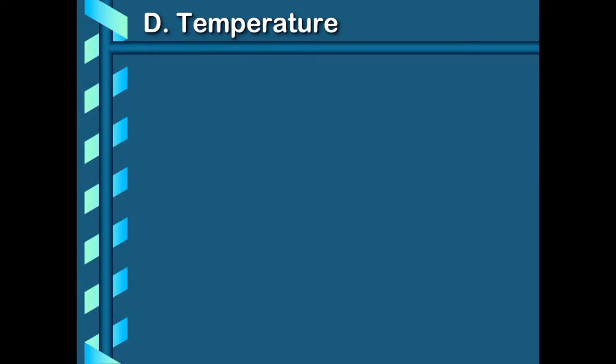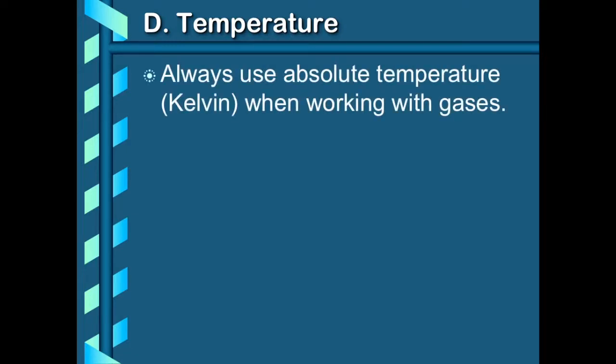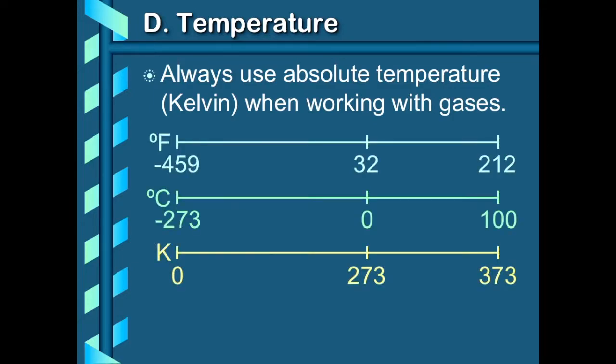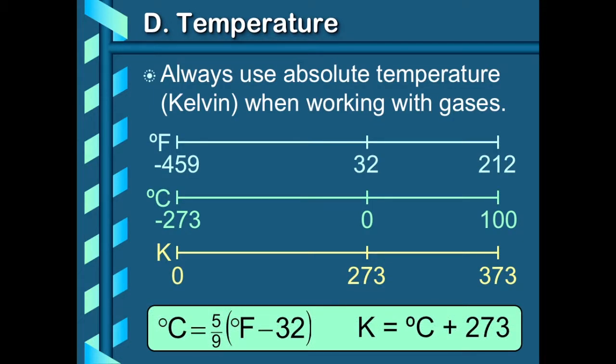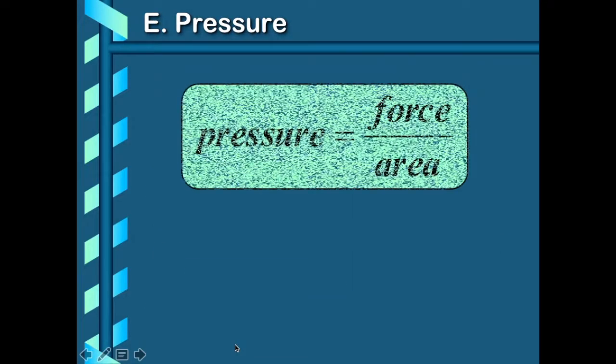The first variable that we're going to tackle when we're talking about gas laws is temperature. We always use absolute temperature, which is in Kelvin, when working with gases. We all know that the formula for absolute temperature is degrees Celsius plus 273. And to convert Fahrenheit to degrees Celsius, that is Fahrenheit minus 32 multiplied by 5 over 9.